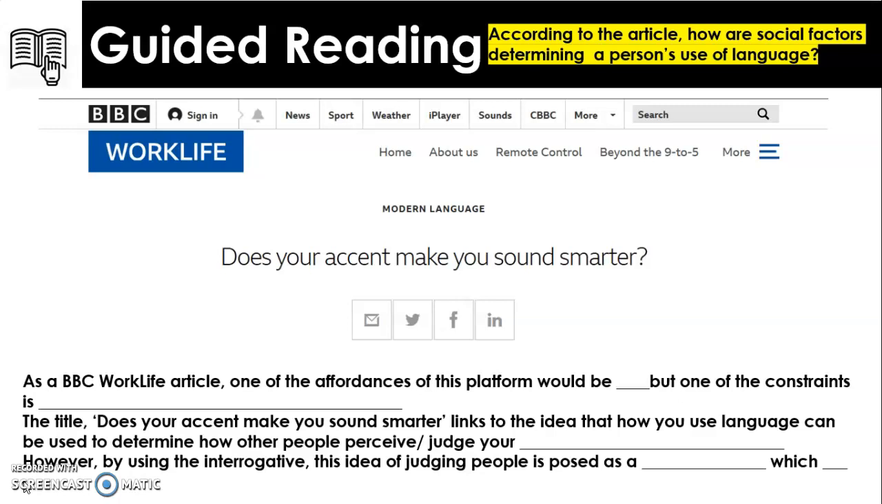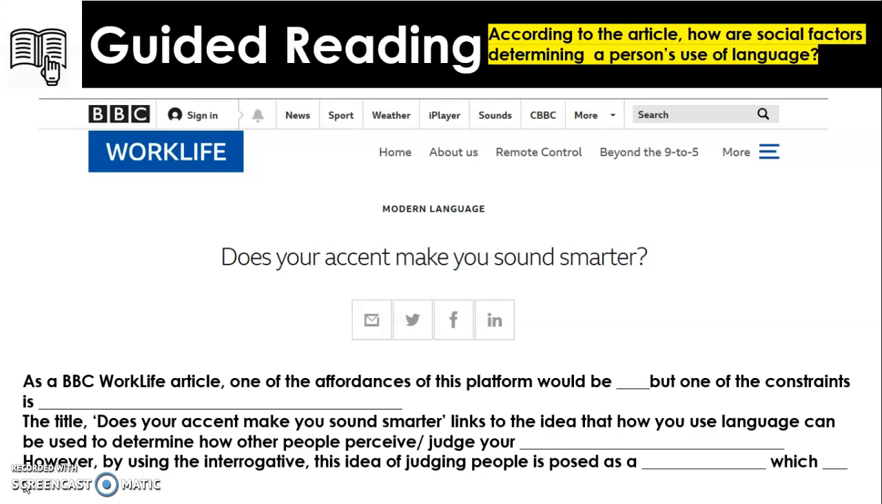Okay, so if you want, you can copy and complete that sentence as an example of how we could turn our ideas into sentences. Okay, so we also said, well, what's the question? Sorry, what's the title? And now I'm just going to show you how you can frame that as a sentence. Okay, so the title, does your accent make you sound smarter, links to the idea that how you use language can. So actually what I've done there is I'm beginning to link my title of what I'm reading to what I'm being asked to do in the exam.